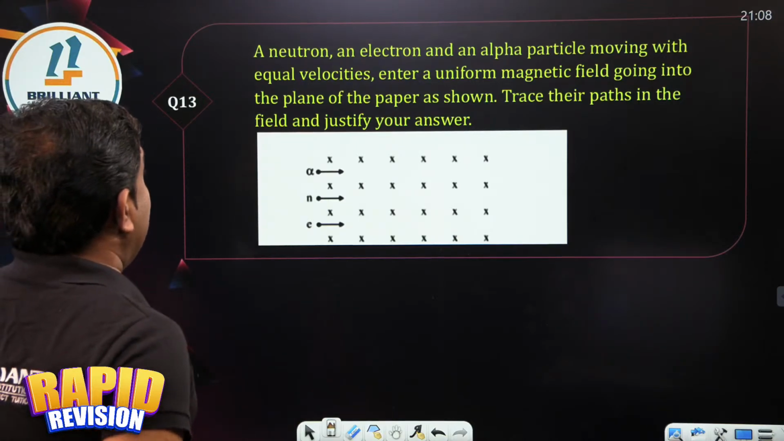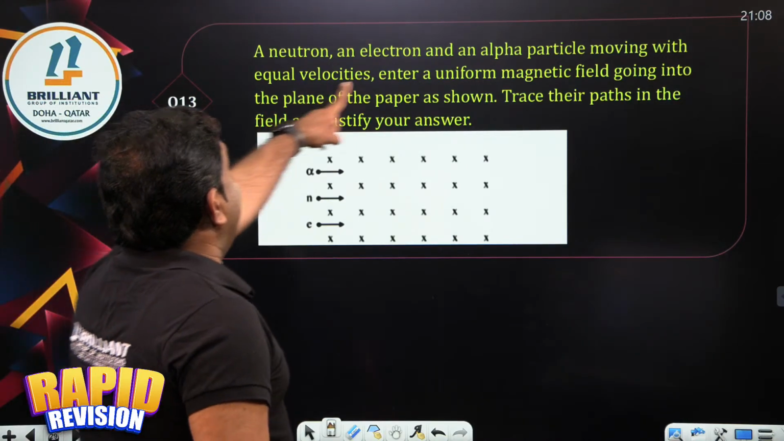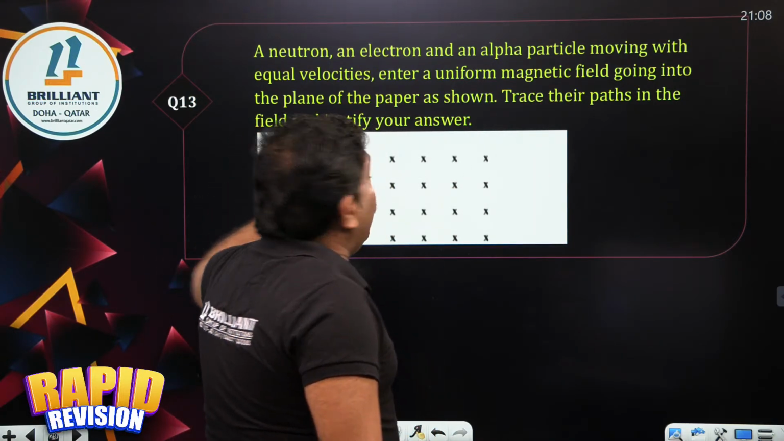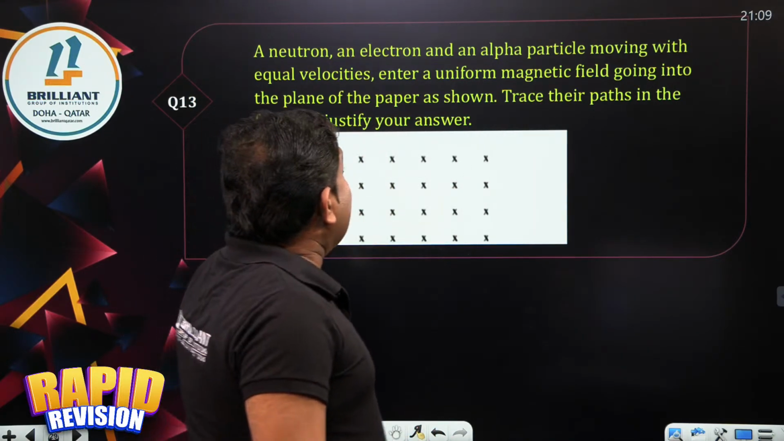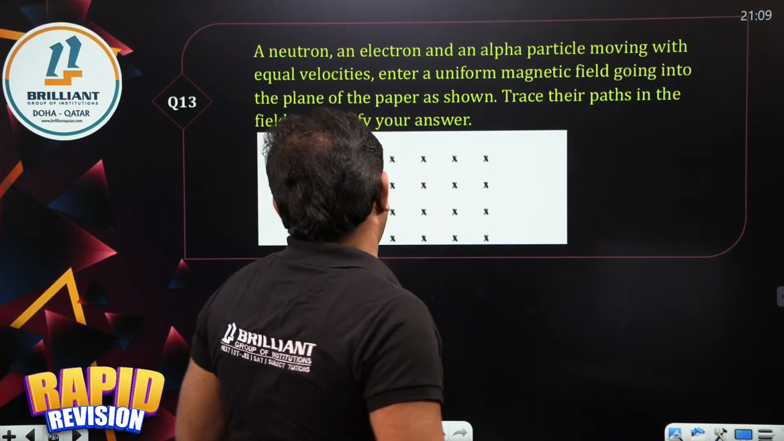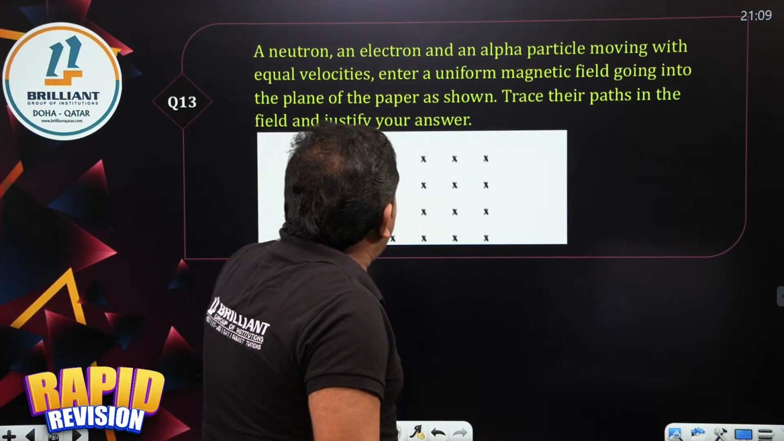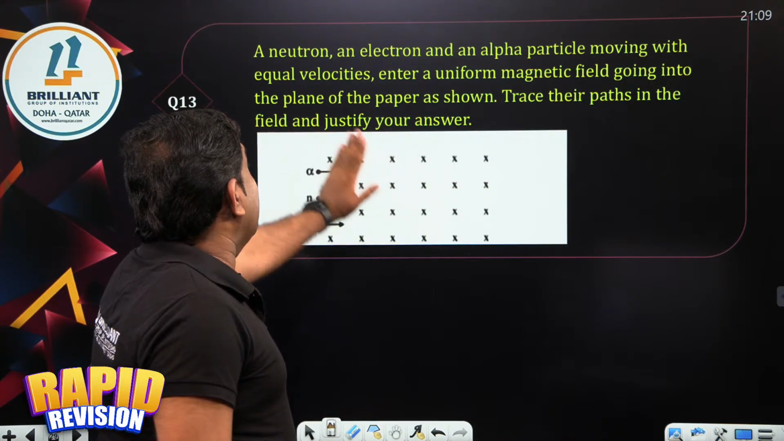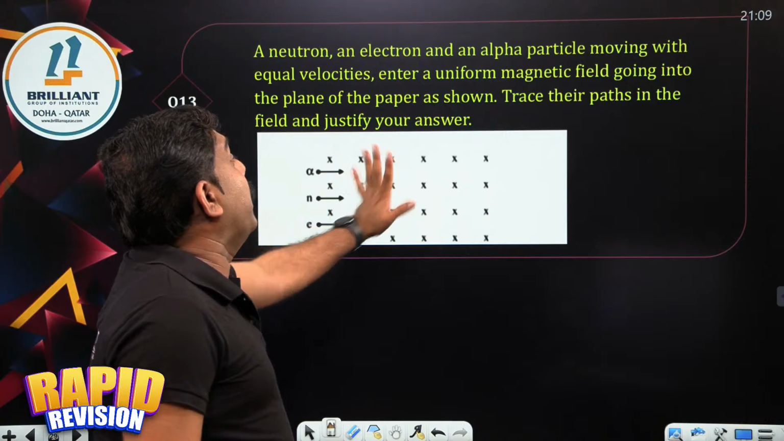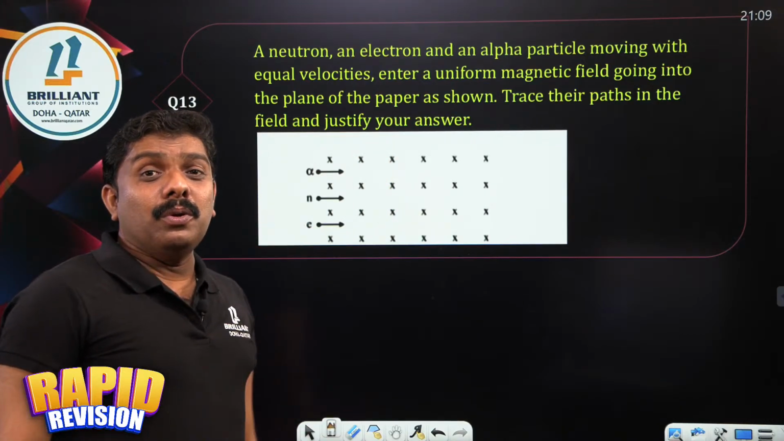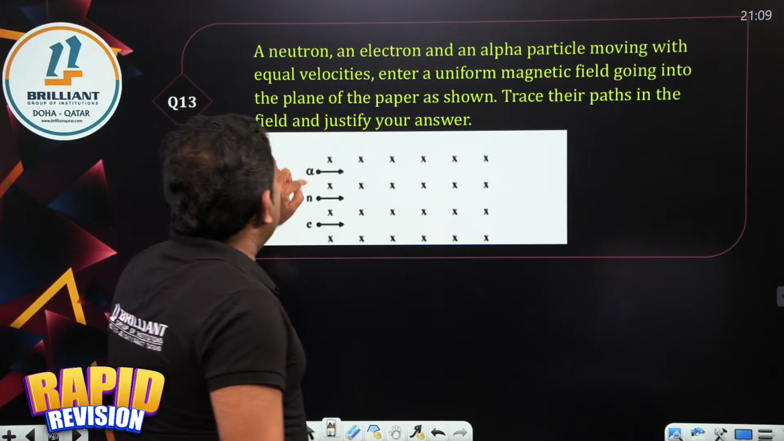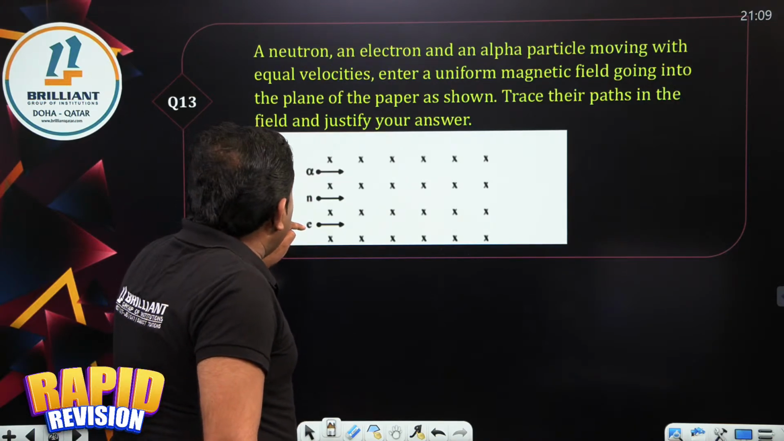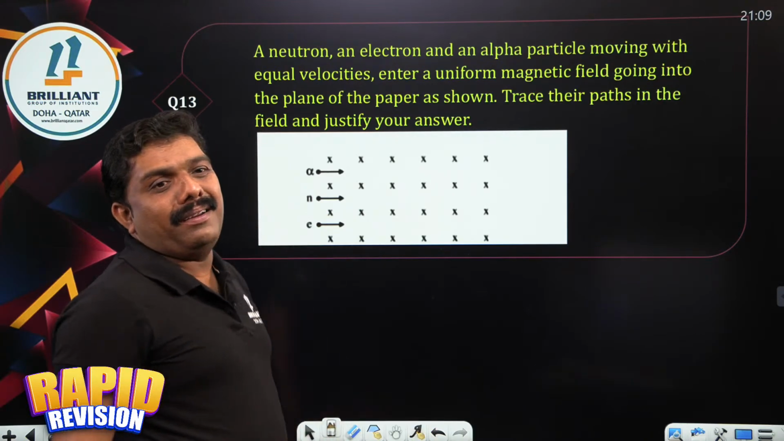What is question 13? A neutron, an electron and an alpha particle moving with equal velocities enter a uniform magnetic field going into the plane of the paper as shown. Trace their path in the field and justify your answer. So you know, these are charged particles. Alpha particle is a charged particle, and electron is also a charged particle.